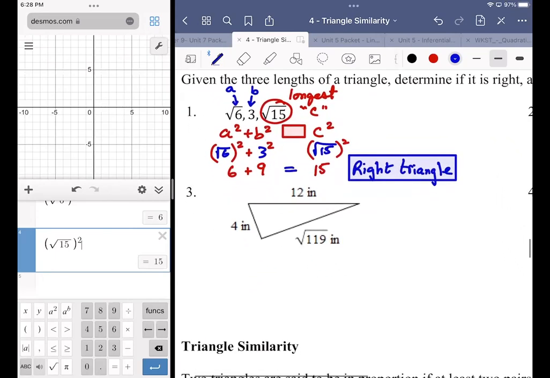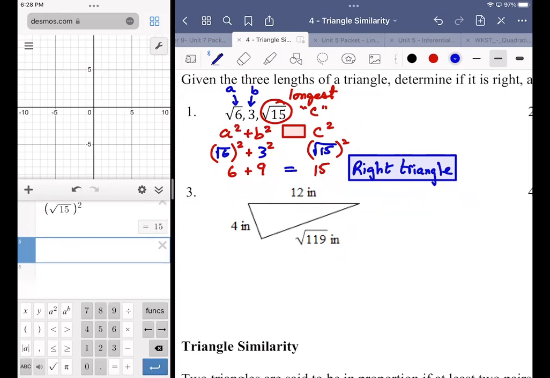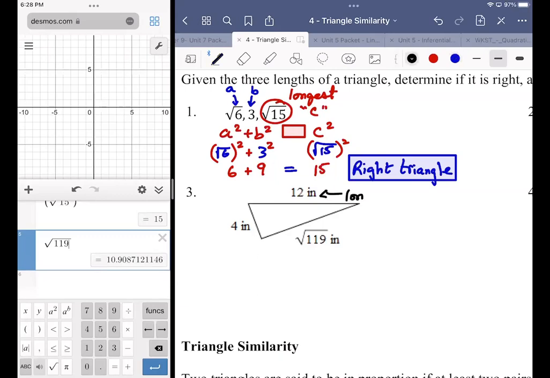I'll grab number 2 in a minute, but for number 3, I can keep number 1 right on the screen here. This is kind of the nicest one, and don't let appearances deceive you. You look at this and you say 12 inches versus the square root of 119 inches, that must be really big. But the square root of 119 is a little bit less than 11. So the longest side here is 12, and that would be our C.